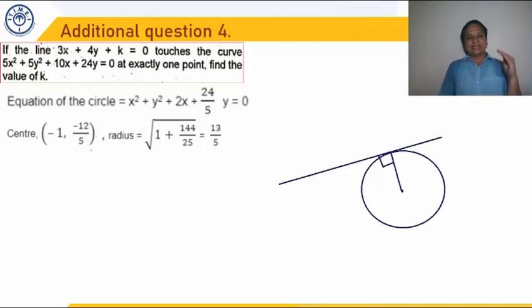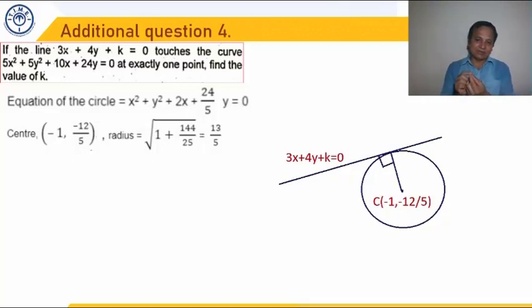The question says this line is tangent to this circle, which is only possible when the distance from the center is right. Now the center coordinates are minus 1 and minus 12 by 5, and we know the radius. If we find the distance between the center and this straight line and this comes out equal to the radius, then only it will be tangent to the circle. Once again, from the center of the circle, if we drop a perpendicular to this line and its length is equal to the radius, then only it will become a tangent.